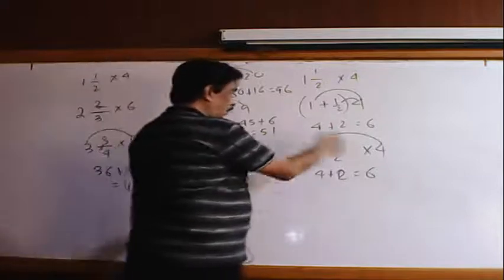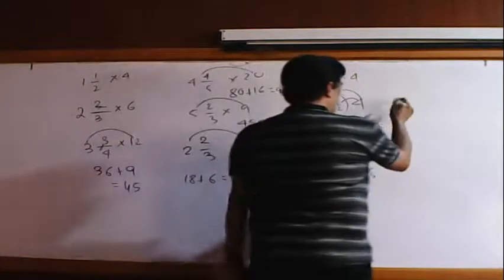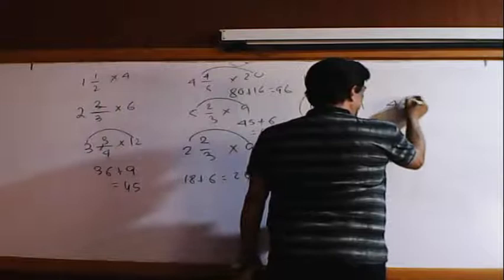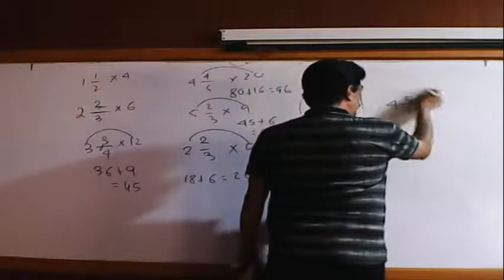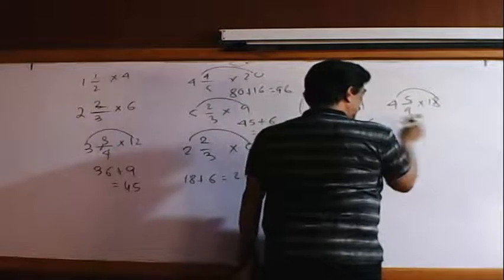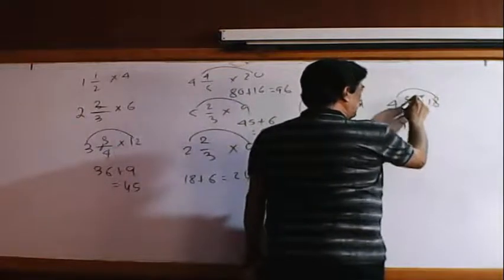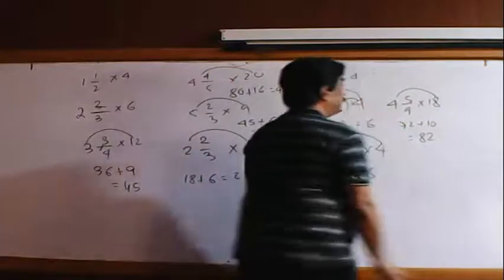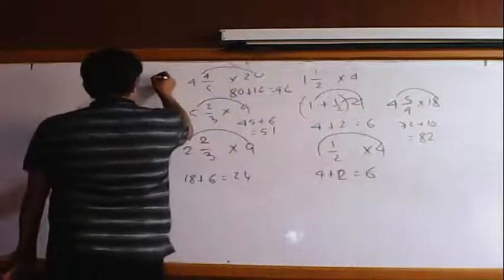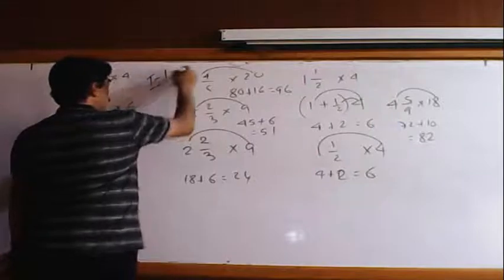If I say these all cases, 4 and 5 by 9 into 18. So now 18 into 4, 72, plus 9 cancel 2, 2 5s are 10. Your result is 82. These are section A, type 1. Remember this thing as type 1.